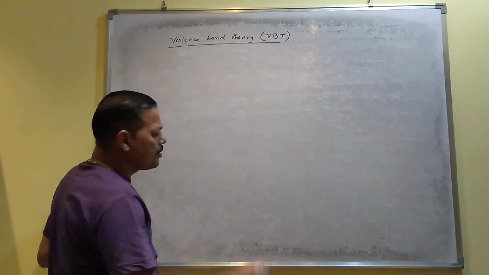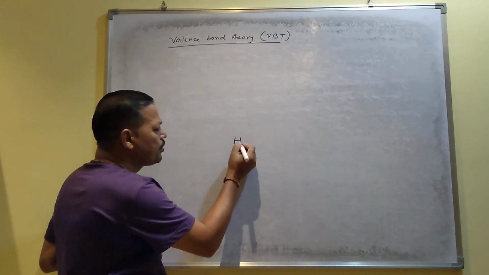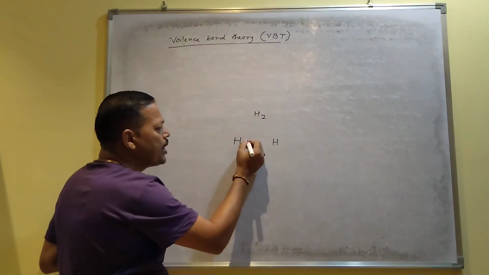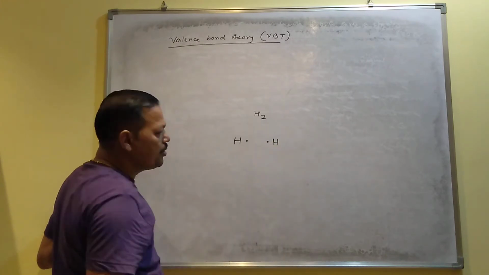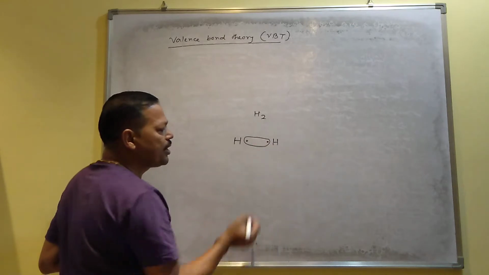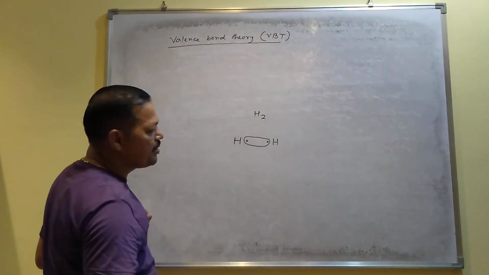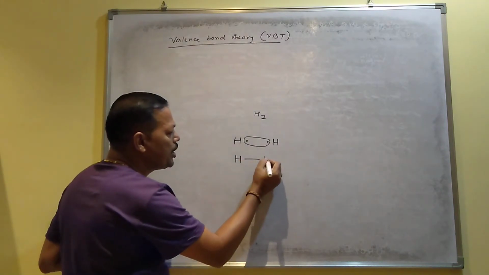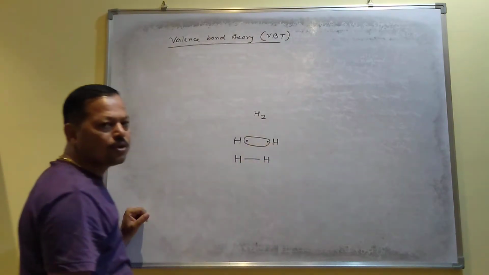As we have discussed, when hydrogen molecule is formed, both the hydrogen atom contain one electron, and sharing of electron will take place between the hydrogen electrons like this, and due to this sharing of electron, they will produce a bond which is called covalent bond.